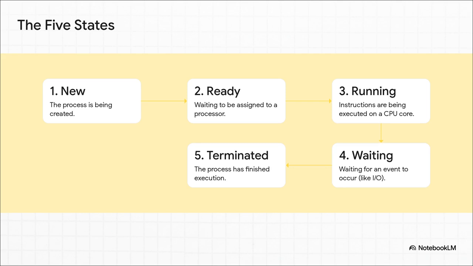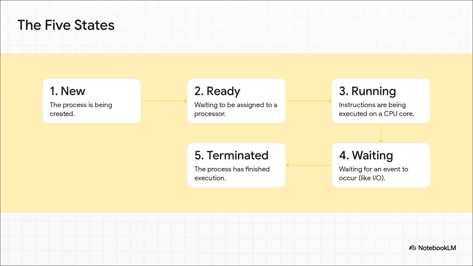A process is new when it's first being created. Then it enters the ready queue, kind of like it's in a waiting room, ready for its turn. Once the scheduler picks it, boom, it's running. Its instructions are actually executing on the CPU. Now, if it needs to wait for something, like a file from your slow hard drive, it enters the waiting state. And when it's all done, it becomes terminated.